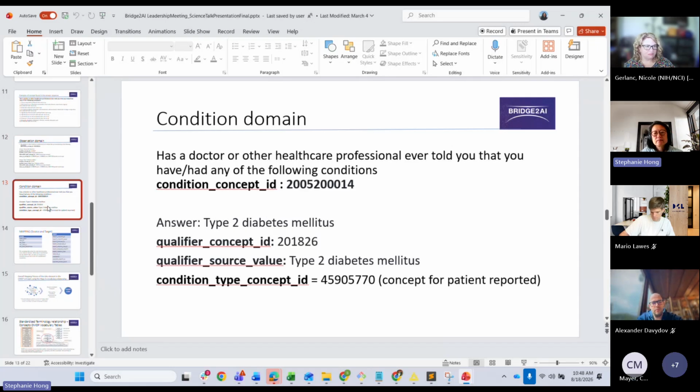So there are ways to capture particular information if you wanted to, in the qualifier concept and the qualifier source value. If that's really important and you want to capture that information, you could specify that and let the analyst know this is how we put the data in.